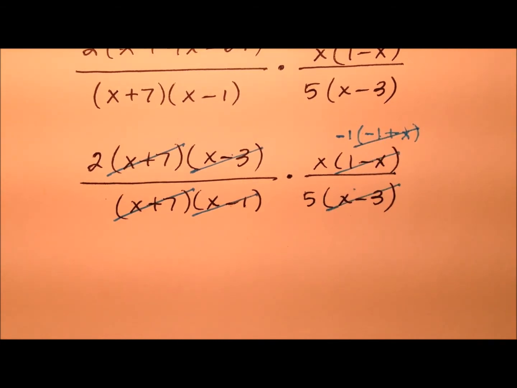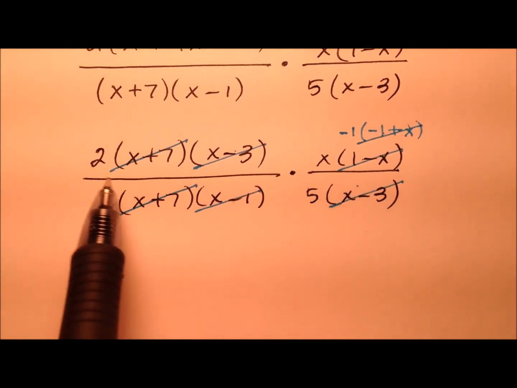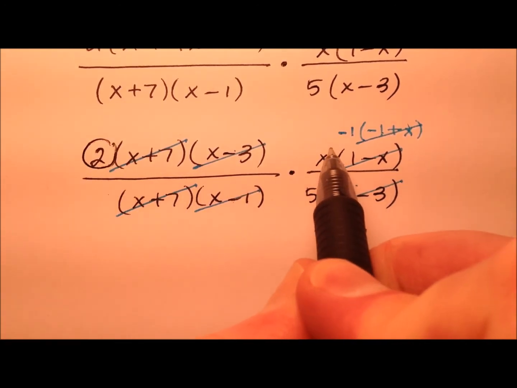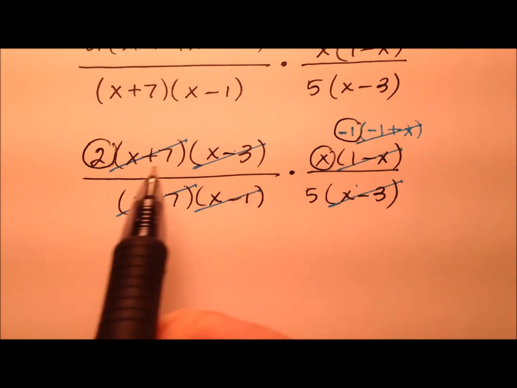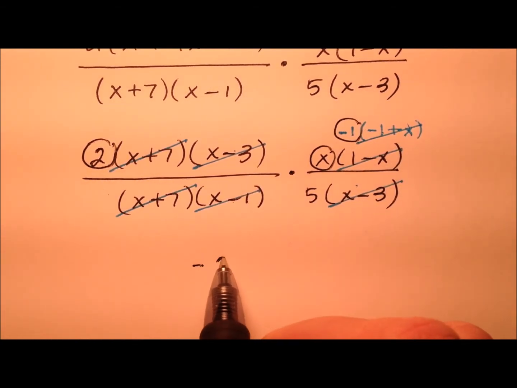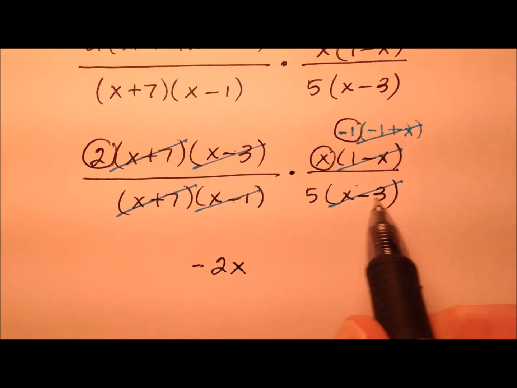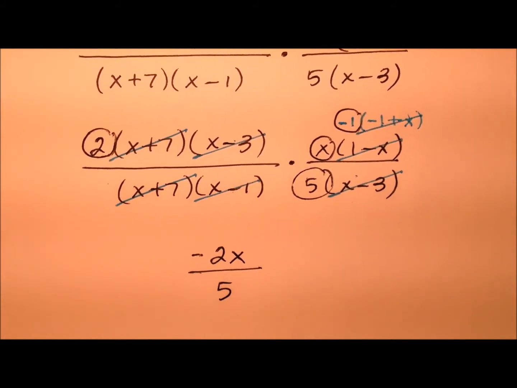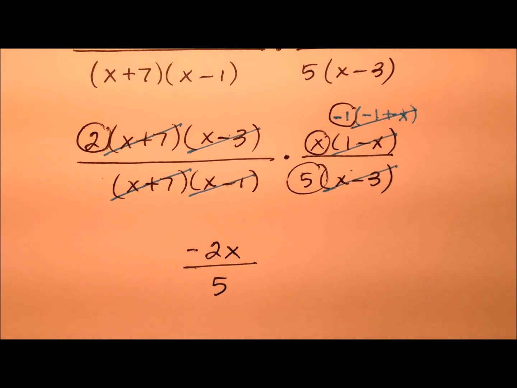Okay, so what do I have left now? That's all the common factors. So it looks like I have a 2 and an x and a -1. I'm going to multiply all that straight across, and I'm going to get -2x. And then the denominator looks like it's just a 5. So the division, or I could say the quotient, came out to be -2x over 5.